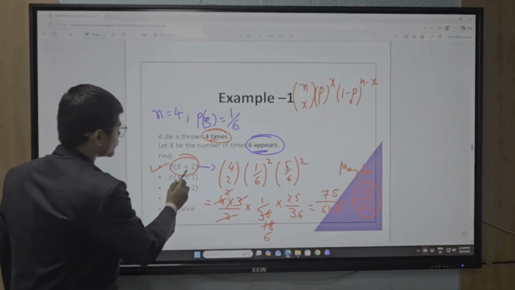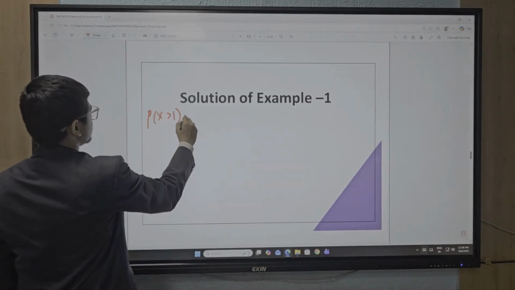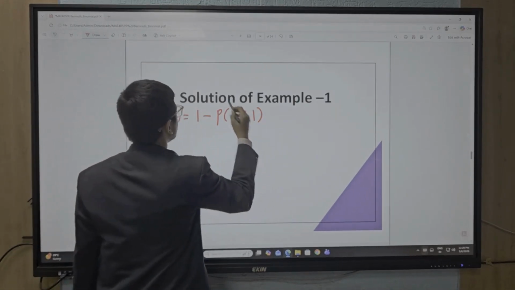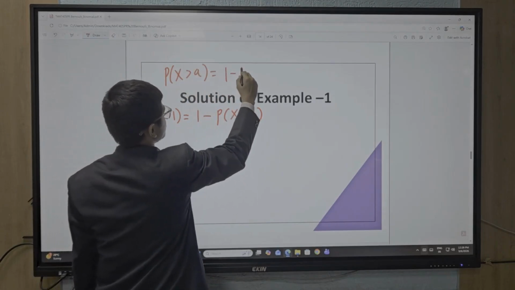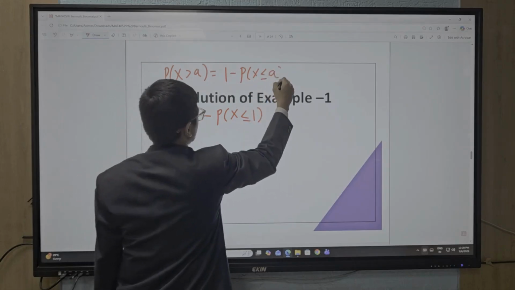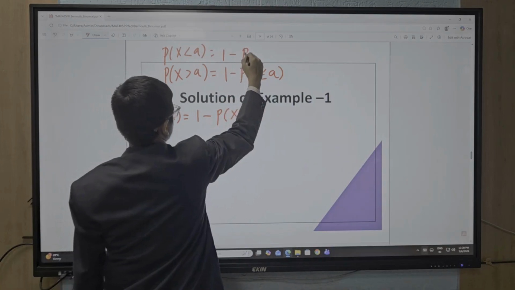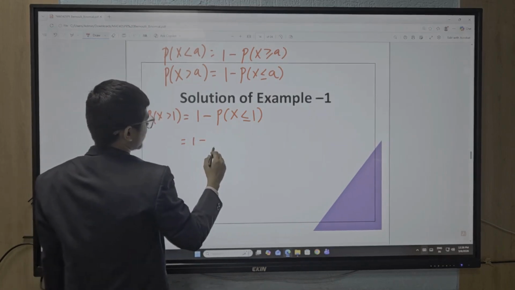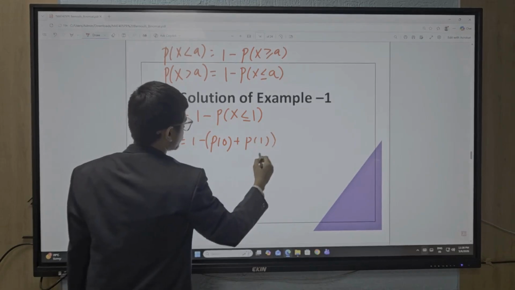So what about P of X greater than 1? Now P of X greater than 1 is nothing but 1 minus P of X less than or equal to 1. This is the property. Similarly, P of X less than 1 is 1 minus P of X less than 1, which means P of 0 plus P of 1.